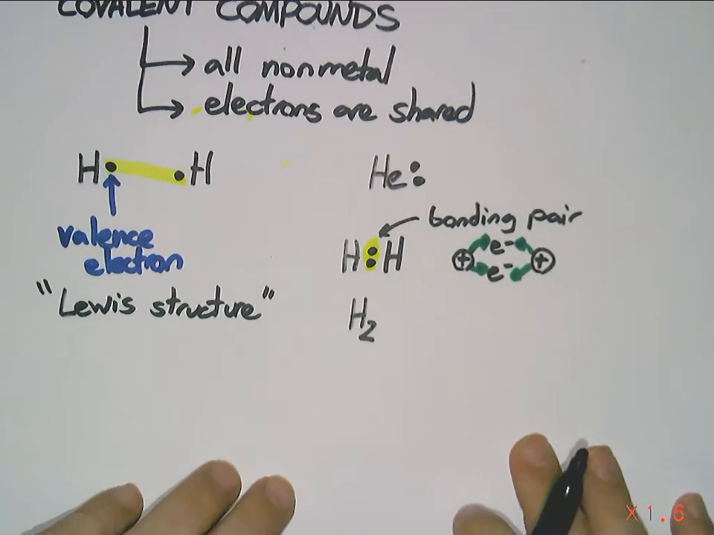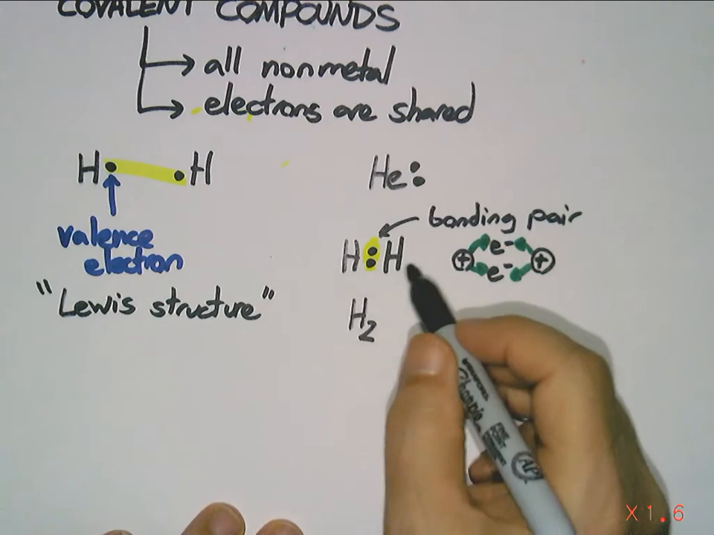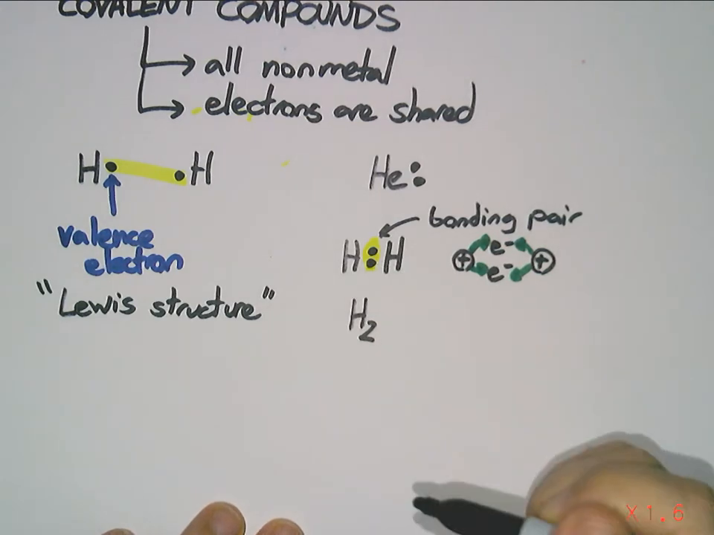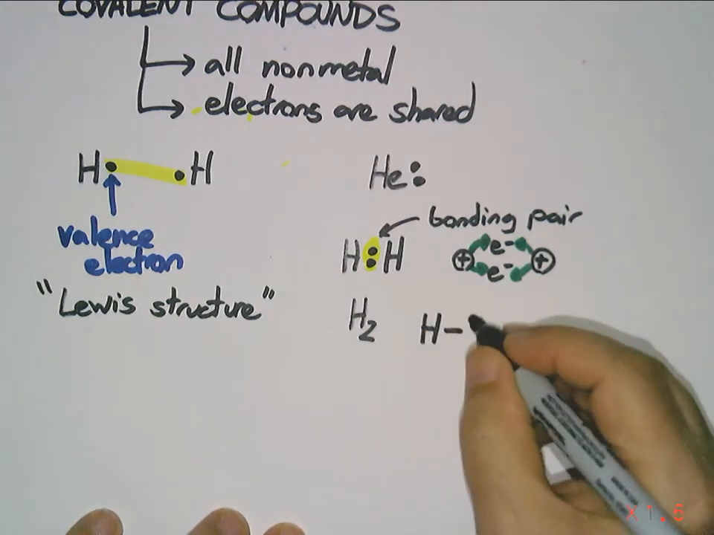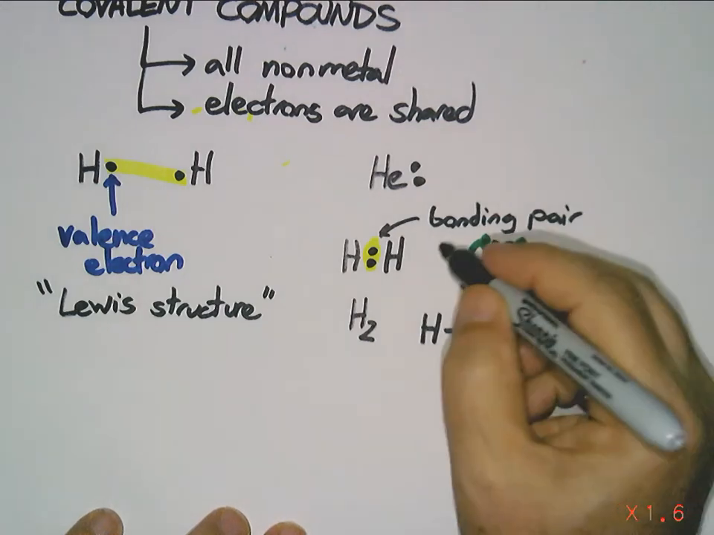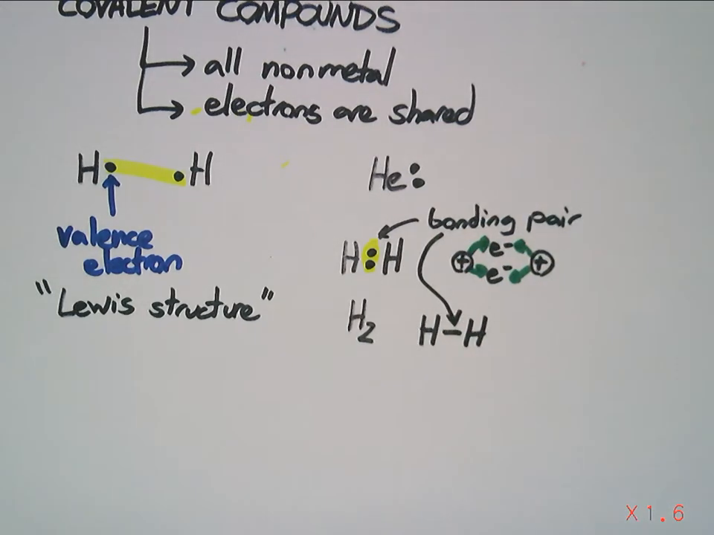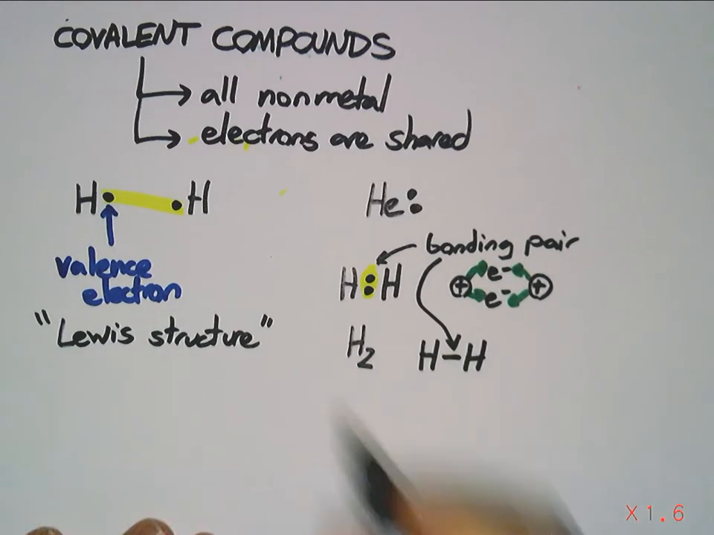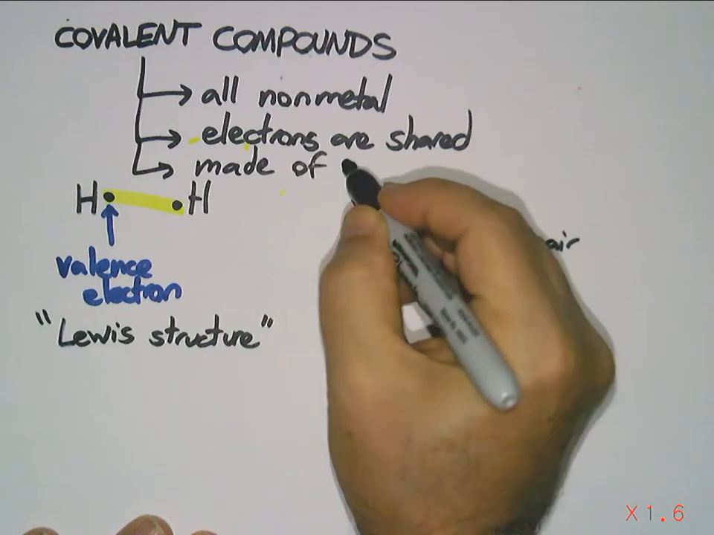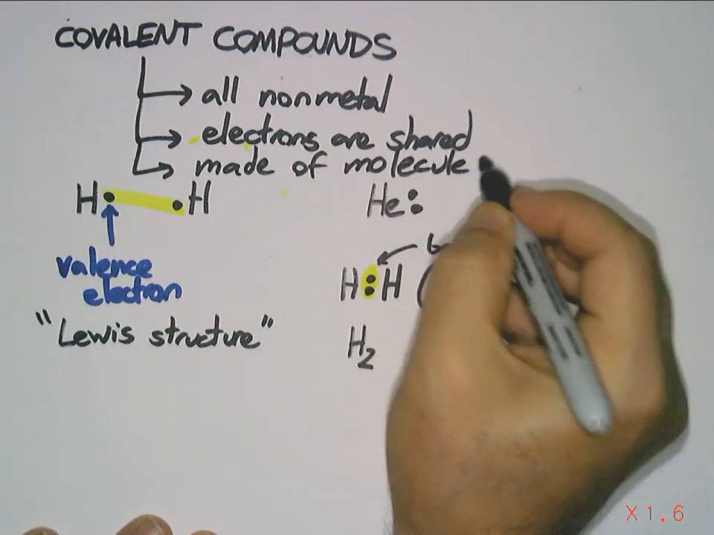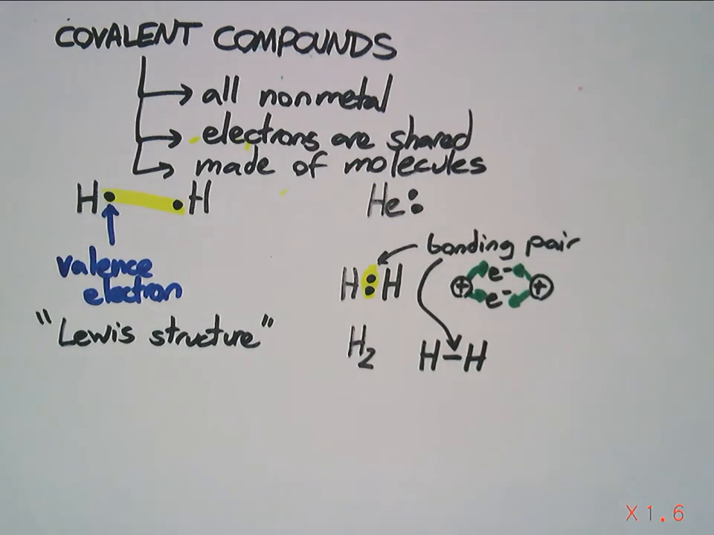Now, in the Lewis theory, very often when we're drawing Lewis structures, we'll not draw the bonding pairs as pairs of dots. We'll draw them as a little stick. So this stick is just another way to write the 2 shared dots. It's still a bonding pair. That's how covalent compounds form. They form molecules, so they are made of molecules. Ionic compounds are made of ions packed together. Covalent compounds are made of molecules.